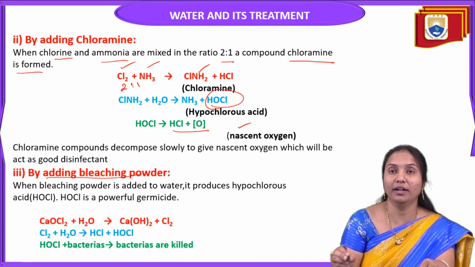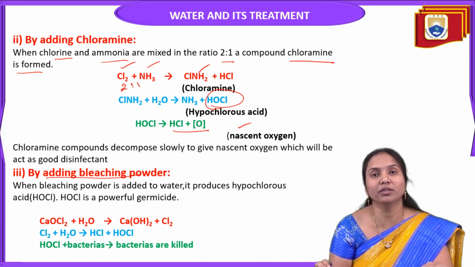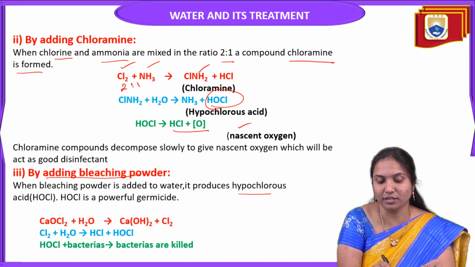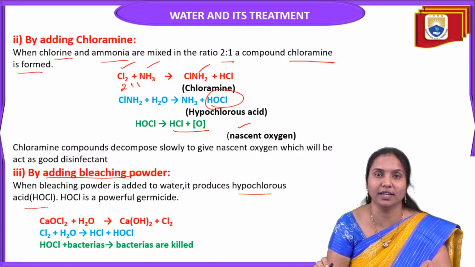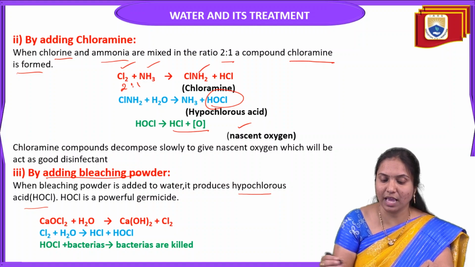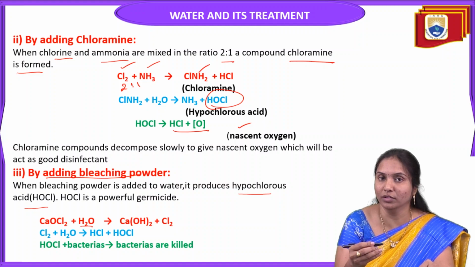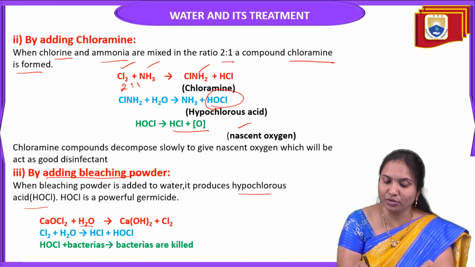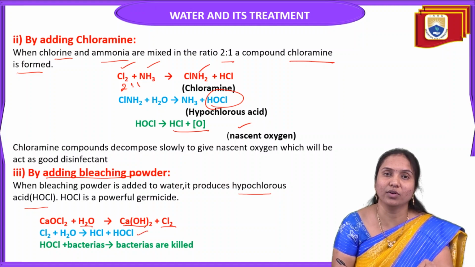And finally, by adding chlorine in the form of bleaching powder, formula CaOCl2, calcium hypochlorite. In this case, the calcium hypochlorite reacts with water. When we add bleaching powder, or chlorine in the form of bleaching powder, to water, it produces calcium hydroxide and chlorine. This chlorine reacts with water, then gives hypochlorous acid.